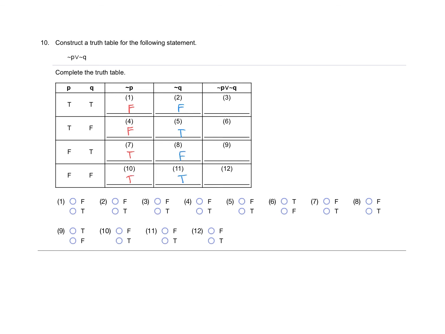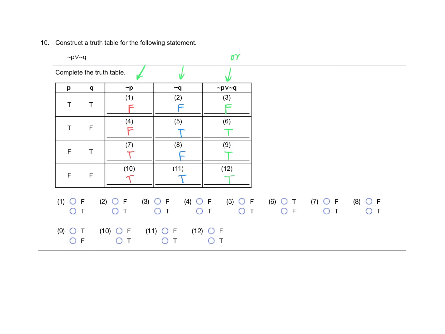Not P or not Q. Again, this is the key. This is an or. It's a disjunction. That means only one of these has to be true in order for this compound statement to be true. So if I look on the first row, I have two falses, because remember I'm only looking at this and this. Two falses, so that's still false. On the second row, the blue is true, so that makes the compound statement true. On the third row, the red is true, so that's going to make the compound statement true. And the final row, they're both true, so the compound statement will be true.